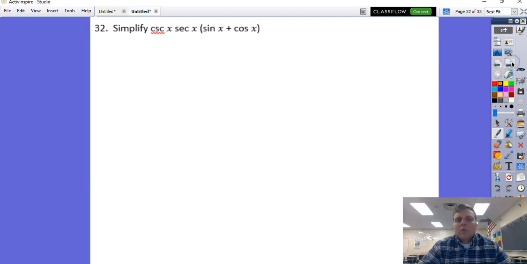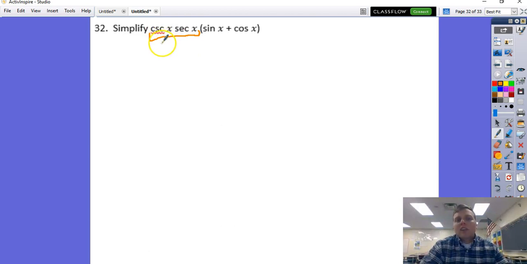Alright, problem 32. Simplify cosecant x times secant x times the quantity sine x plus cosine x. Alright, so we're multiplying these two times this. Here's the trick. Remember that this right here is a block, okay? Cosecant x times secant x. They are married. You cannot just separate them willy-nilly, okay?